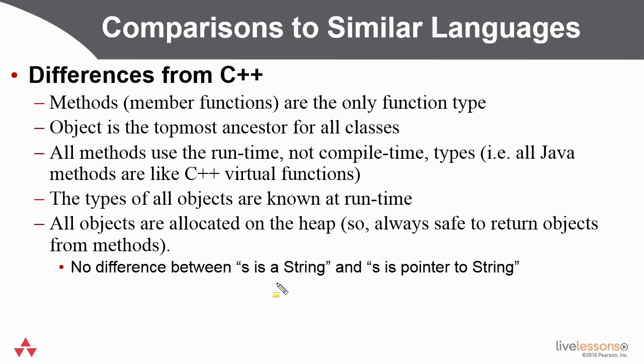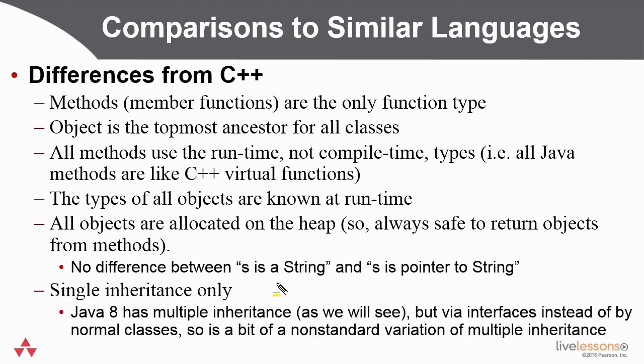The proper way to say it in Java would be "s is a pointer to a string" or a reference to a string, or "c is a pointer or a reference to a circle." But since you can't do it both ways, nobody ever says that. So in Java, you always say "s is a string" or "c is a circle." You don't say it's a pointer or a reference to a string or a circle, even though under the hood it really is.